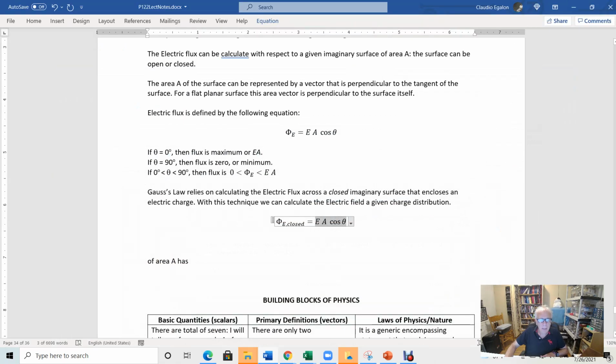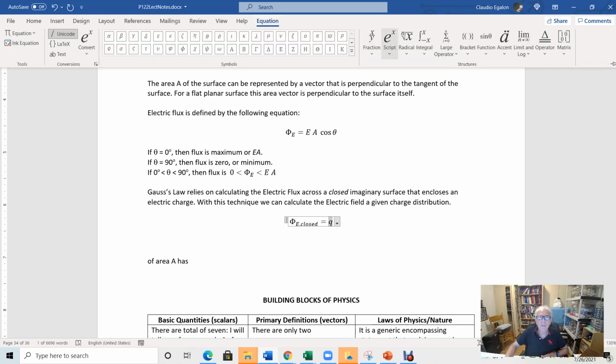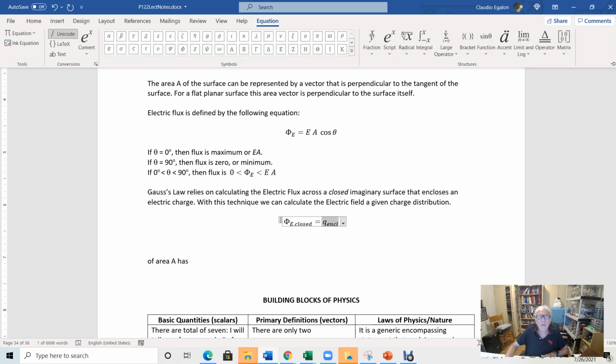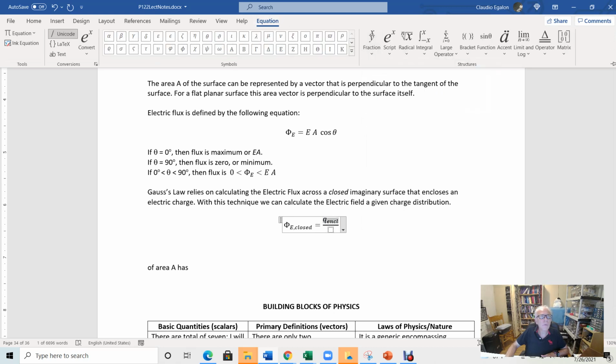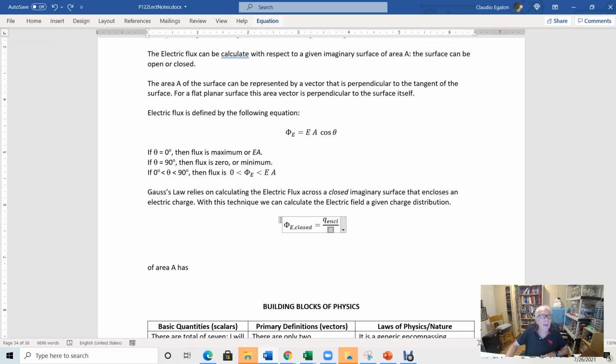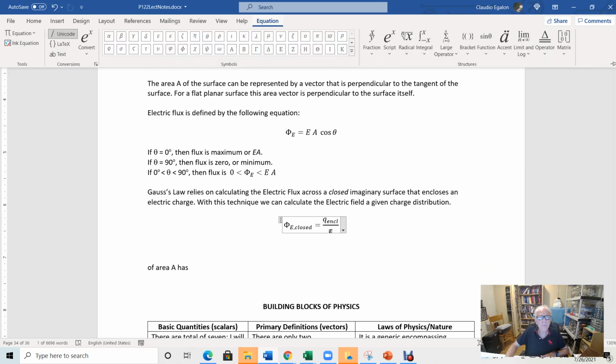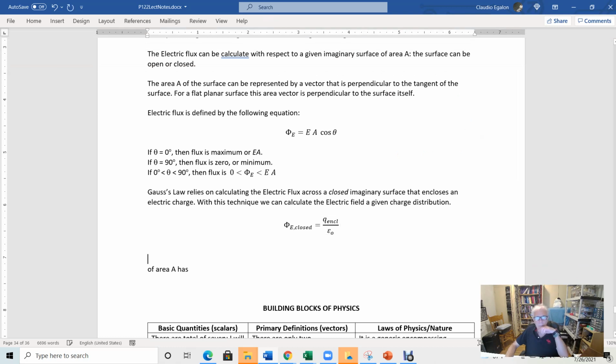And by the way, q we usually write down as q enclosed by the surface. The book didn't do that, but we usually do that. Most books do that. Just to remind you, this one here, divided by epsilon naught. Okay? That's how we do it.